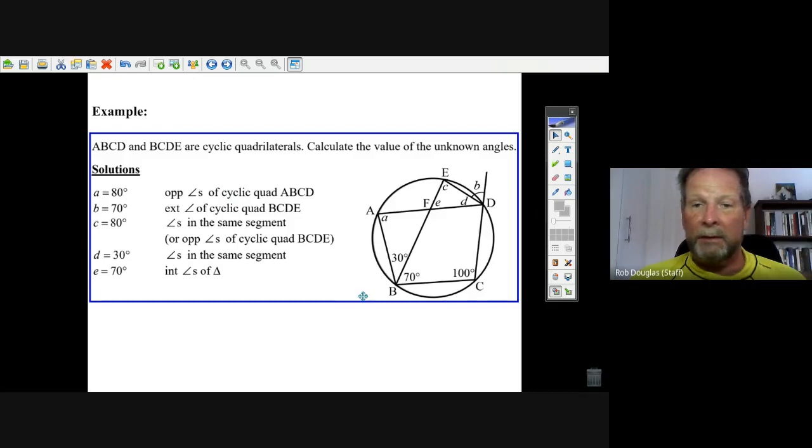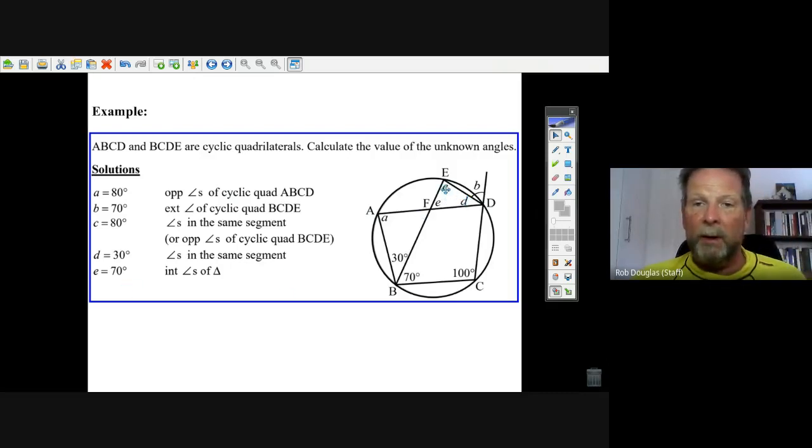C is 80 degrees. Okay, let's see if we can figure out why C is 80 degrees. Well, there are opposite angles in the cyclic quad BCDE. Those opposite angles add to 180. And then D is 30 degrees. Well, you see, this is 30 degrees. It opens up to the chord AE. There's not a chord there, but that's a segment of the circle. And D opens up to the same segment AE of the circle. So angles in the same segment mean that those angles have to be the same. So D is 30.